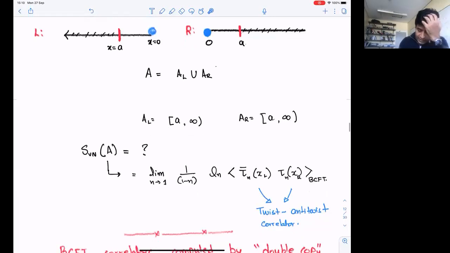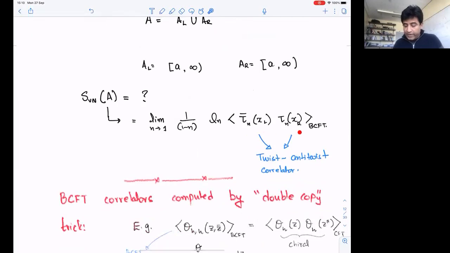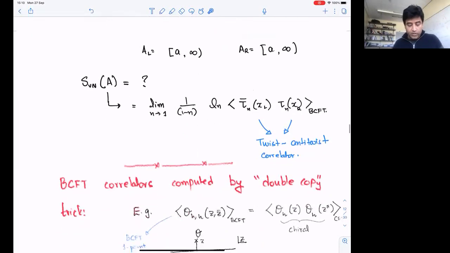So for this case, we insert a twist operator tau n in, say, the right CFT at x equals a, and an anti-twist operator in the left CFT, again at x equals a. The correlator between these operators inserted on the left and the right is a twist anti-twist correlator that straddles the left and the right CFTs. If you compute this Renyi entropy, divide by one minus n, and take the limit n goes to one, you obtain the von Neumann entropy.